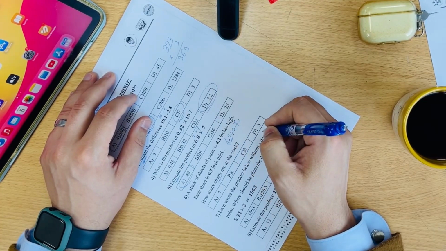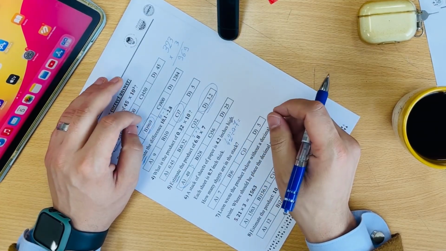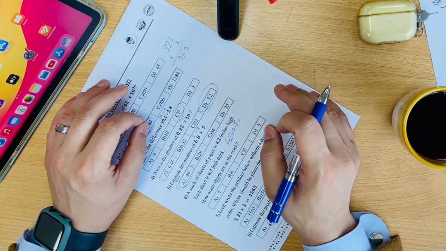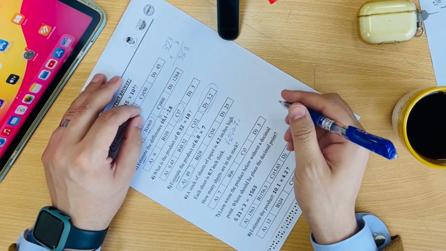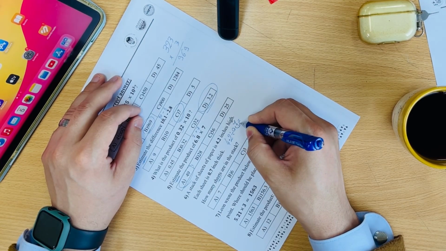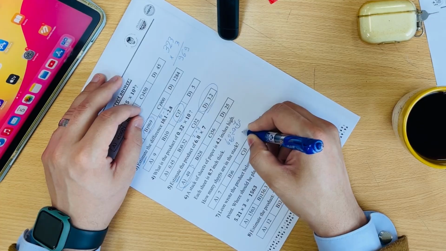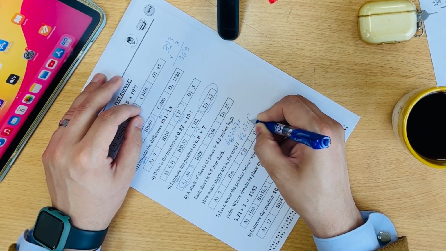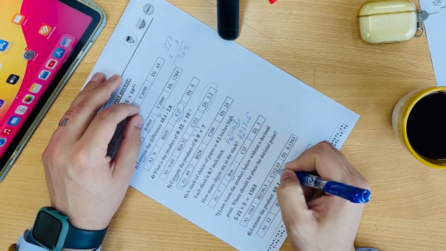How can we do it? Of course, I told you before, we cannot divide by a decimal. So we should move the decimal point to the right. We will move it 1 digit here, and 1 digit here. So it will be 42 divided by 7 equals 6. So the answer will be 6.